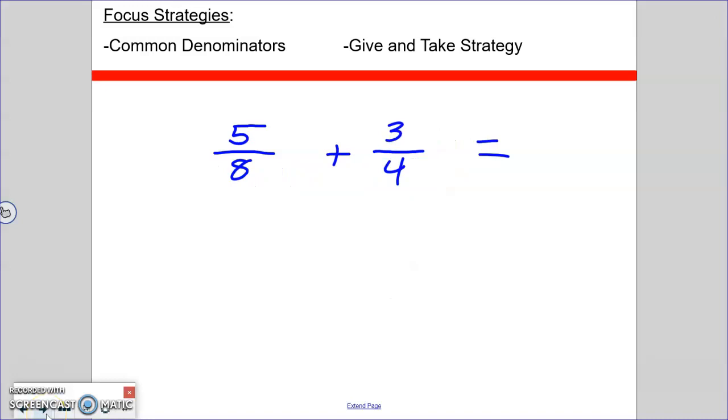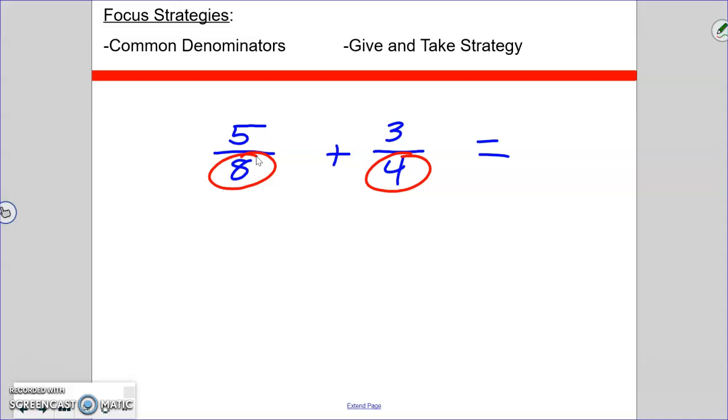So this time we have 5/8 plus 3/4. And once again, I cannot add these fractions as they are because these parts are eighths and these parts are fourths. And we need common denominators in order to add these fractions together. So on the last problem, we multiplied the denominators by each other. And we can do that every time, but I'm not going to do that this time.